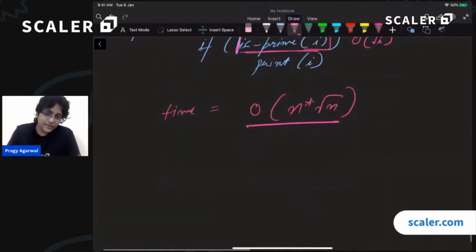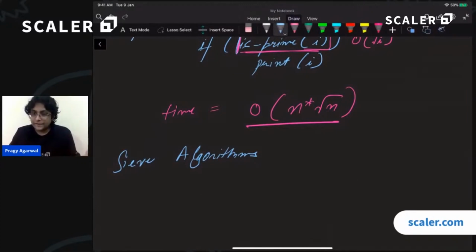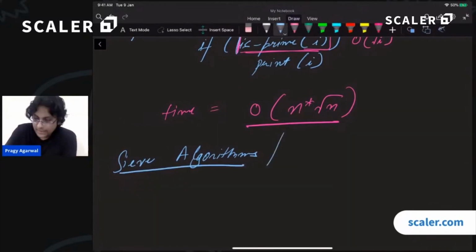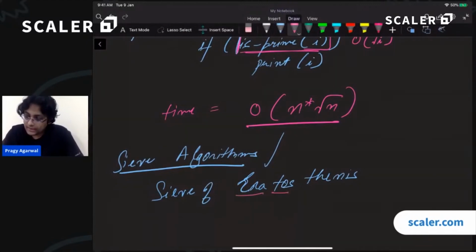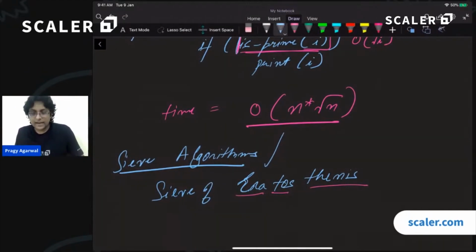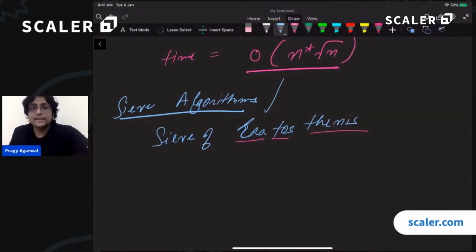Cool. So the answer to this is yes. In general, yes. There is something called sieve algorithms. And there are a lot of different sieve algorithms. One of the most famous that you will come across is the sieve of Eratosthenes. And this is how you pronounce the name: Eratosthenes. So this sieve algorithm can achieve much better time complexity. All right. Now, let us just see how much time we have.